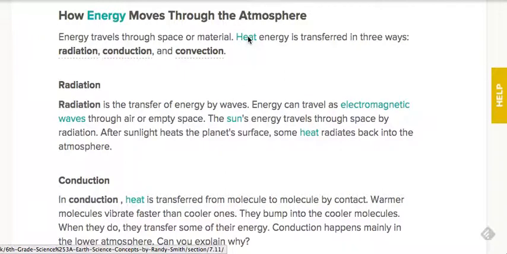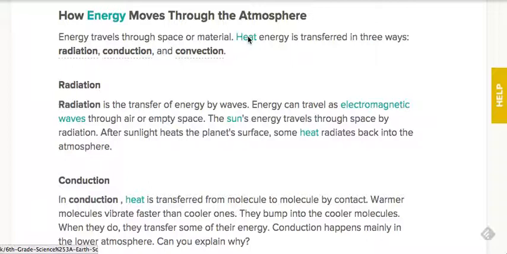How energy moves through the atmosphere. Energy travels through space or material. Heat energy is transferred in three different ways: radiation, conduction, and convection.